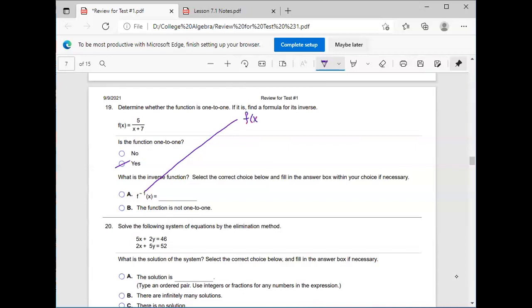So remember to find the inverse, start out with your function. First thing you do is you turn f of x into y. Second thing you do is you switch your x's and your y's. So now we've got x is equal to 5 over y plus 7. The third thing you do is solve for y.